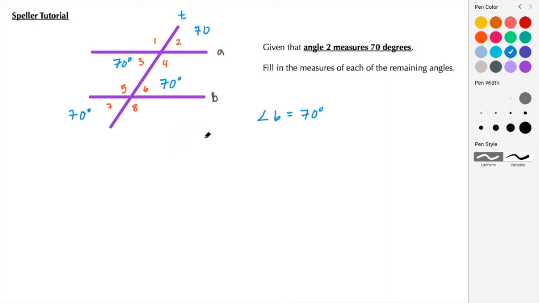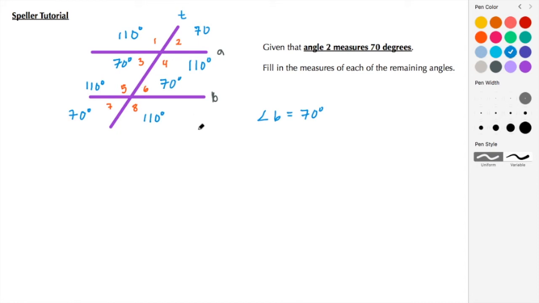And now let's move on to, I would say, linear pair. I know that angle 1 and angle 2 are a linear pair, meaning they add up to 180 degrees. If I already have 70 degrees here, then that means angle 1 has to be 110 degrees. And then I see that angle 1 and angle 4 are vertical, so that means angle 4 also has to be 110 degrees. Now, angle 1 and angle 5 are corresponding, so that means angle 5 is also 110 degrees. And angle 4 and angle 8 are also corresponding, so that means that is also 110 degrees.